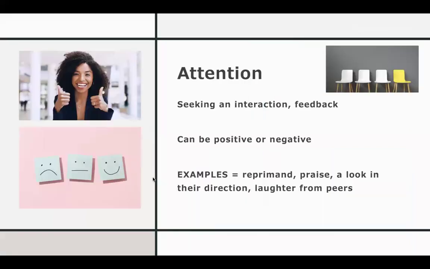So let's go to our next function, the A in our C. The next function we will be reviewing is attention. Attention behaviors are behaviors that are seeking an interaction or some type of feedback from someone. Attention can be positive, such as when you receive praise from someone, or attention can be negative, such as when you receive some type of reprimand. Attention also doesn't have to be in the form of words. It can be even a look from someone or even laughter from peers in the classroom.